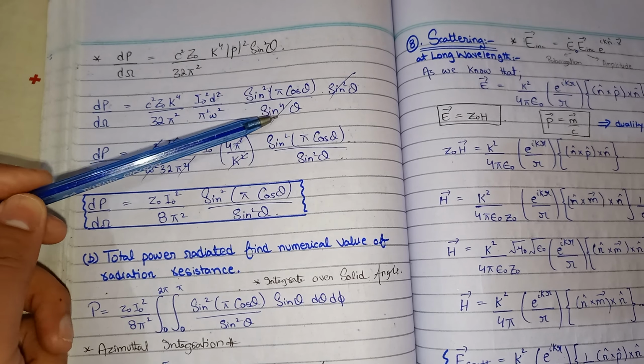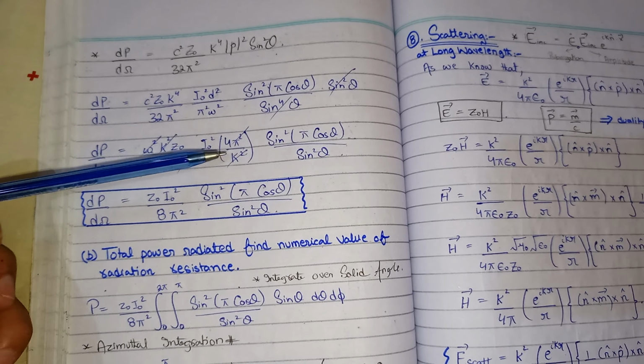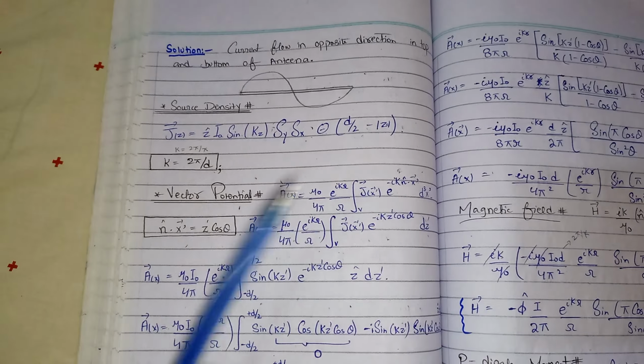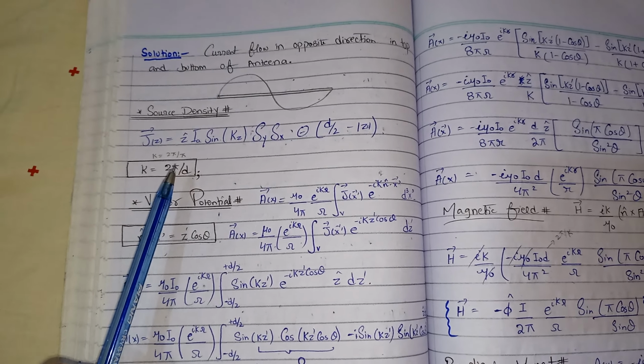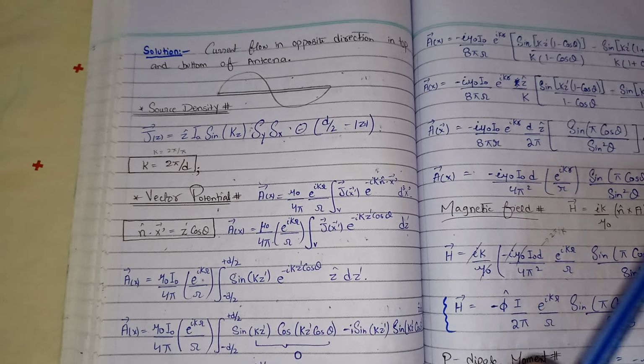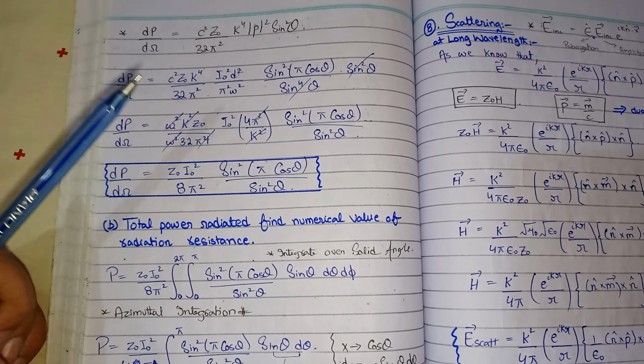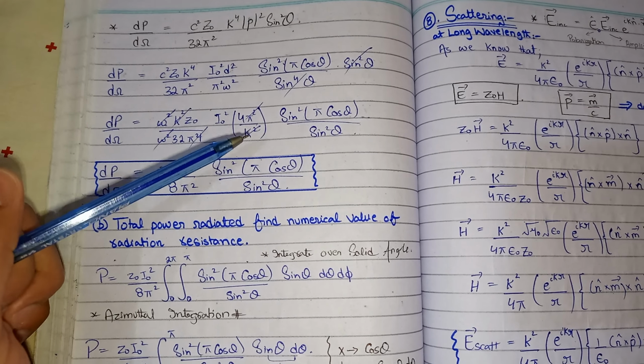This square cancels with this, and you are left with only the square, and this pi. You have to put the value of d. You know that k is equal to 2 pi by d, and so d equals 2 pi by k. So you have to put the value of d, which is 2 pi by k, and then square it. So that's why it becomes 4 pi square by k square.